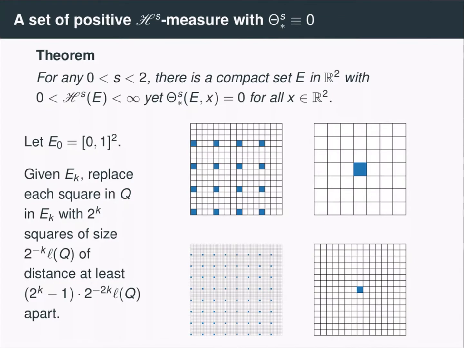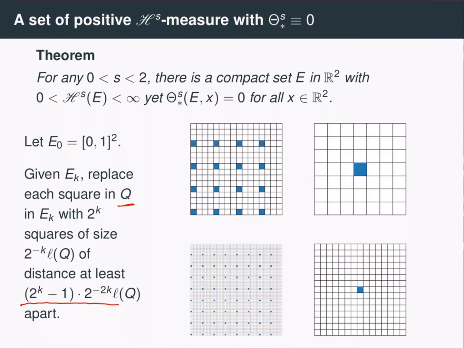Our set is going to be constructed as an intersection of compact sets E_k as follows. First of all, we define our first set E_0 to be the unit square in the plane. Now inductively, given a set E_k that is a union of dyadic squares, we take each dyadic square q and replace it with 2^k squares of size 2^(-k) L(q). We space these squares as far as we can from each other inside the square q. It turns out that we can space these squares apart by distance at least approximately 2^(-k) times the side length of q, L(q).